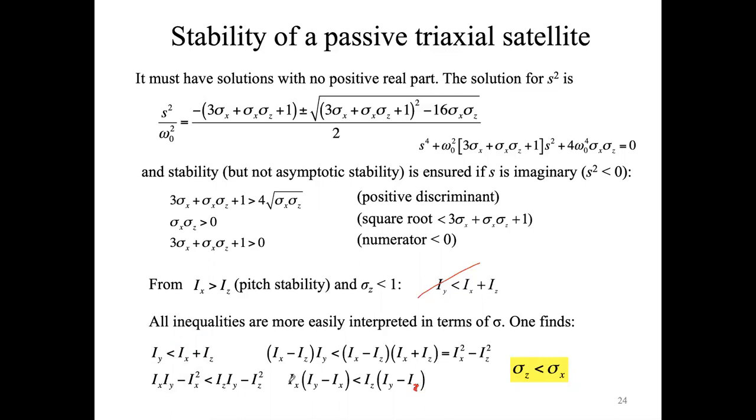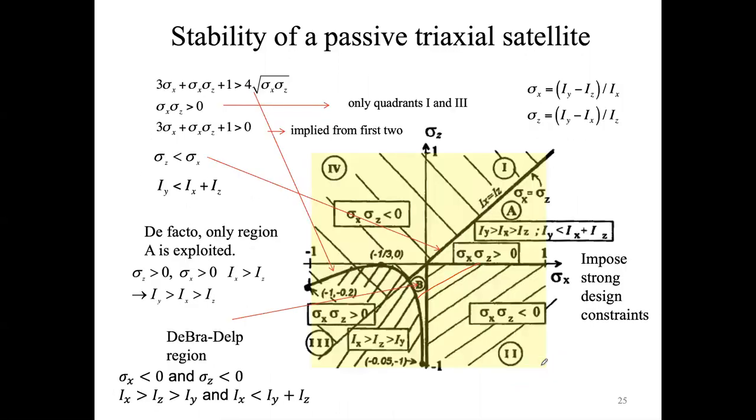Ok, so if you do exactly, this is a correction to make. So you can find that sigma z is less than sigma x. And so those are the five main terms that you have to include to determine the stability of the system.